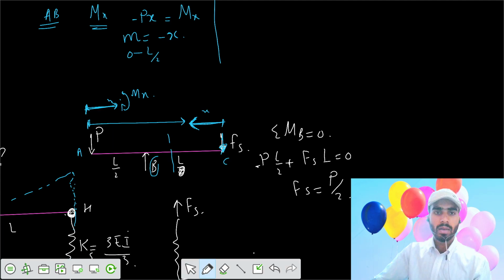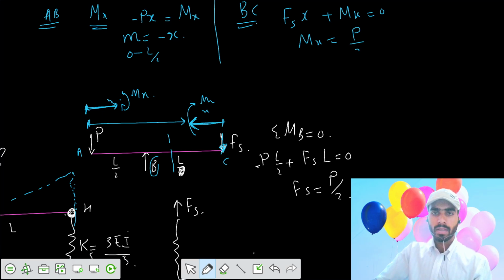Now we take part BC. In the part BC, the value of the moment at any x is Fs into x, and there is a clockwise moment Mx equals 0. So your moment at any x becomes minus Fs x. The value of Fs becomes P by 2. So now what is the value of m? The value of m is minus x by 2, and the range is 0 to L.